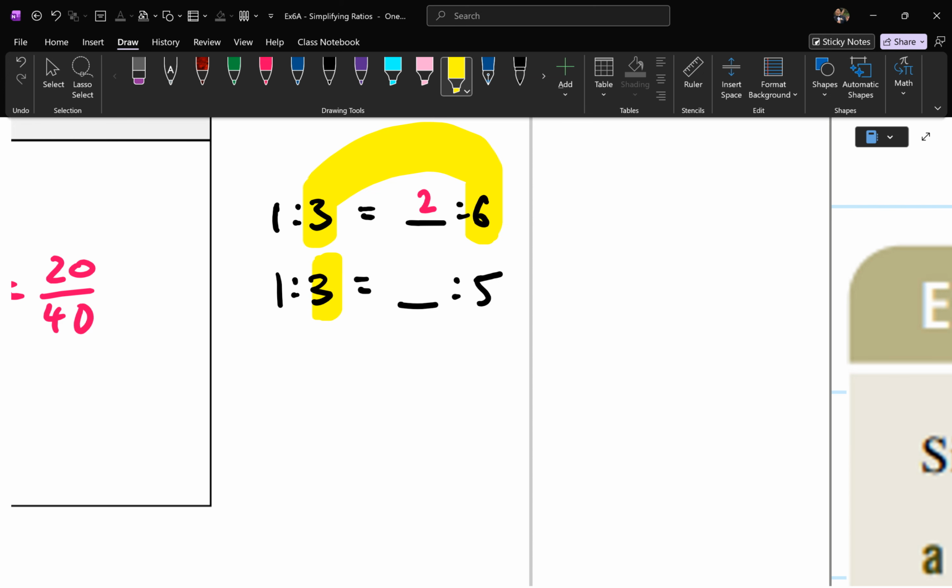It's the same logic. How many 3s fit into 5? Now, if you write that as a fraction, how many 3s fit into 5? It's 5/3.